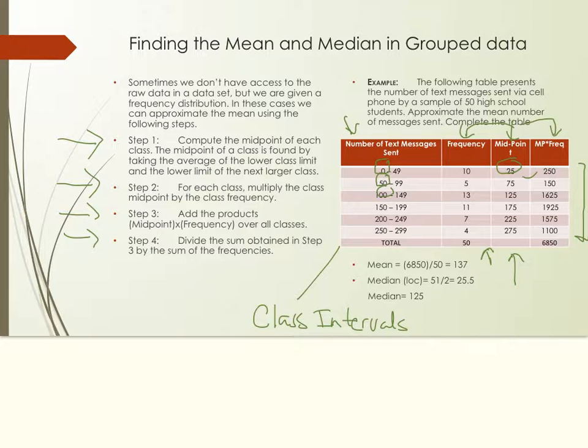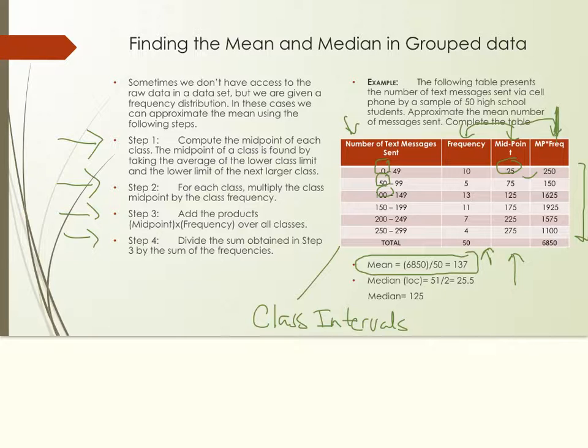So once we have the midpoints, then we can do the multiplication of the frequency times the midpoints to get the last column. And here in the last column we had 250, 150, and so forth, all the way down. And when we sum that up, we get 6850. So to calculate the mean value of texts, we took 6850, we divided by 50, and we got 137. So that's the mean value.